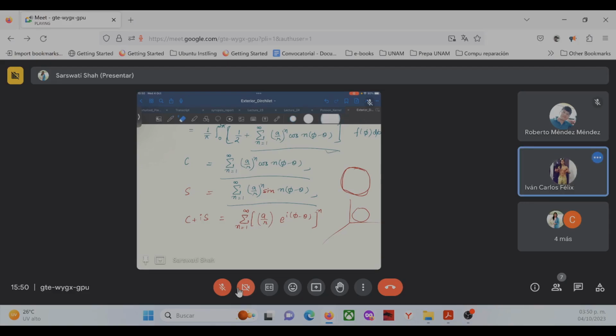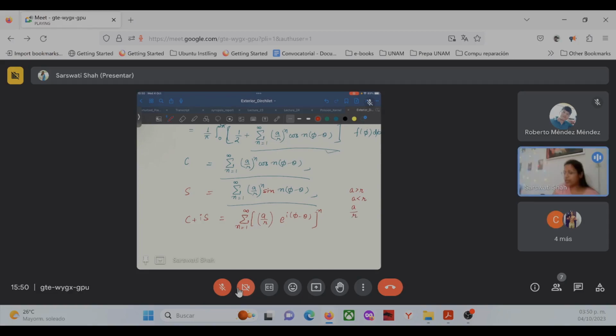Perfect. So, A is greater than R or A is less than R. In this case, what is true? A is less than R, the second one.